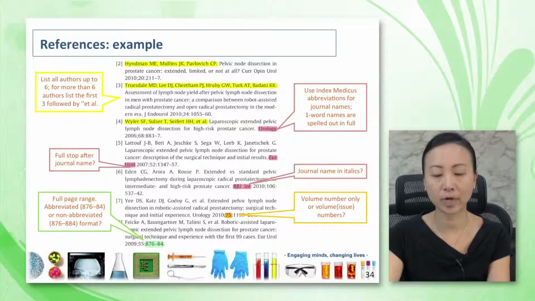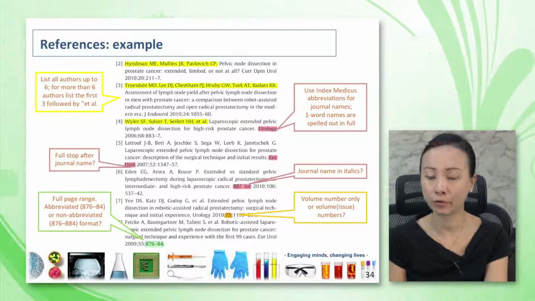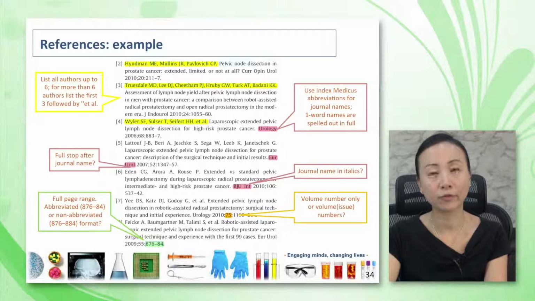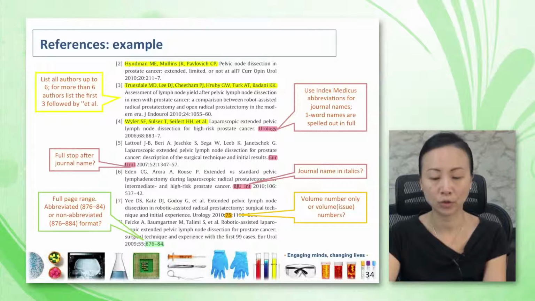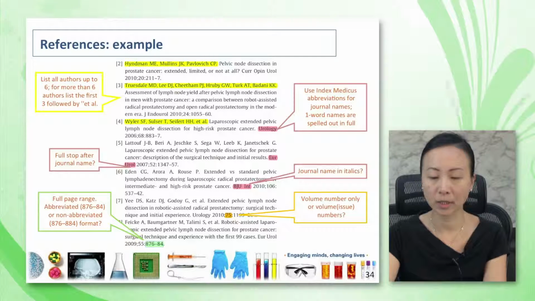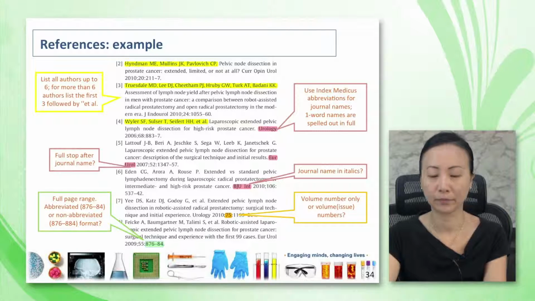Next, look at the journal names I've highlighted in pink. Most journals will require you to use Index Medicus abbreviations for journal names, but note that one-word journal names are spelled out in full. Another thing to look out for is whether there is a full stop after the journal name. Some journals have a full stop and others, like this one, do not. Also, note whether the journal name is formatted in italics or not. In this example, the journal name is in normal font and not in italics.